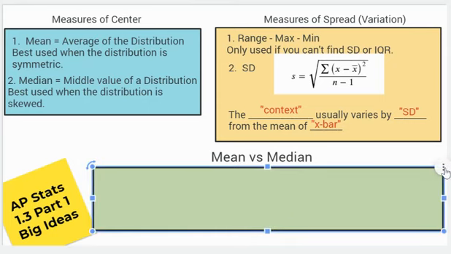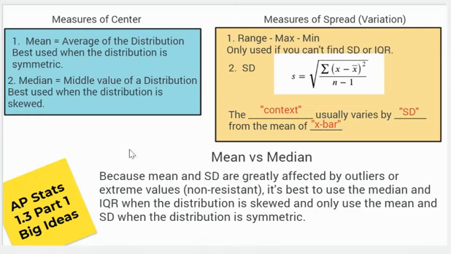All right, now what about the mean versus the median? I talked about this a little bit before, but I want to emphasize it again right now. Because mean and standard deviation are greatly affected by outliers or extreme values. In other words, they are not resistant. The mean and the standard deviation get pulled and change when we have outliers or values on the extreme end. Because of that, it's best to use the median and the interquartile range to describe the center and spread when the distribution is skewed, and only use the mean and the standard deviation when the distribution is symmetric.